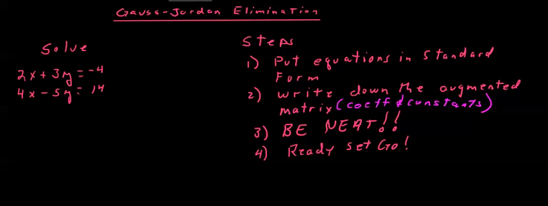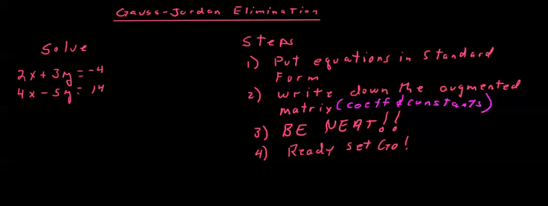Hello, this is a not-so-short video presentation on solving by the Gauss-Jordan elimination. This is not something we would normally do with a system of equations with two equations and two variables. This is something we use for bigger systems. However, it's much easier to learn how to do it on a small system than on a big system.